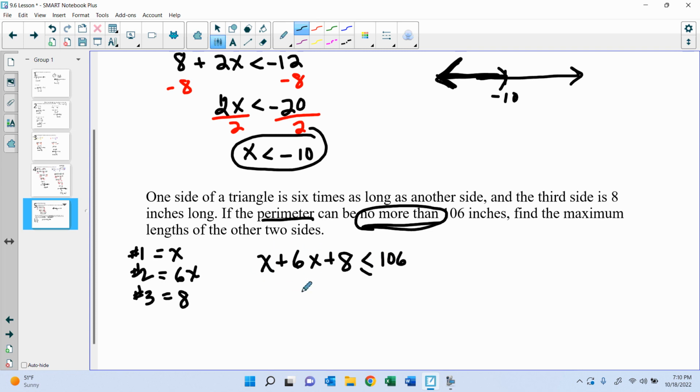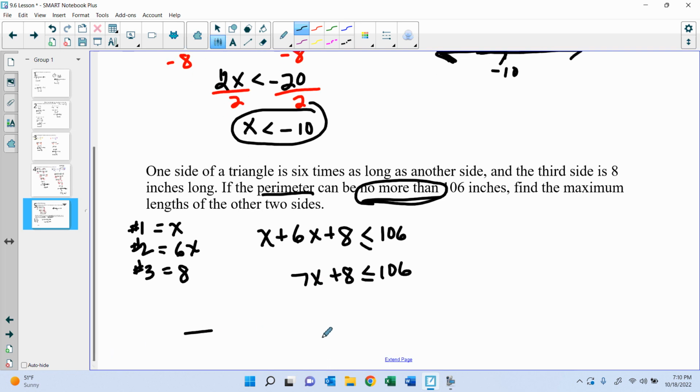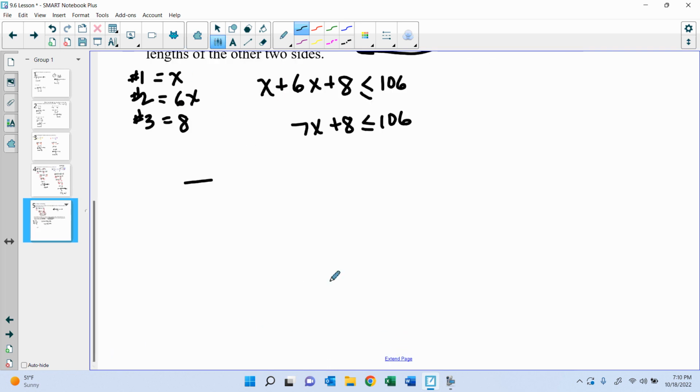We need to add these like terms together. 1X plus 6X is 7X plus 8 less than or equal to 106. Again, remember this is a video. You can stop it, pause it, rewind it anytime you want. All right. Now we keep solving. So we're going to subtract 8 from both sides, and we're going to get 7x is less than or equal to 106 minus 8, which is going to be 98.